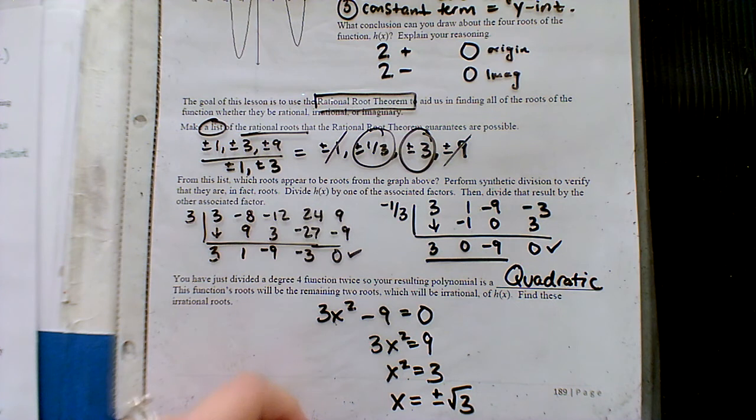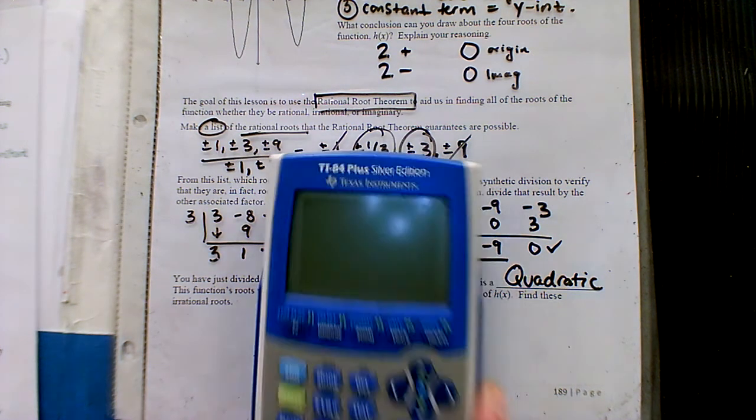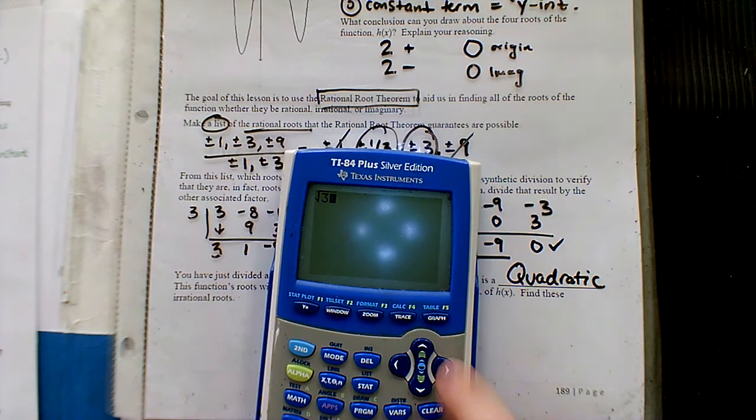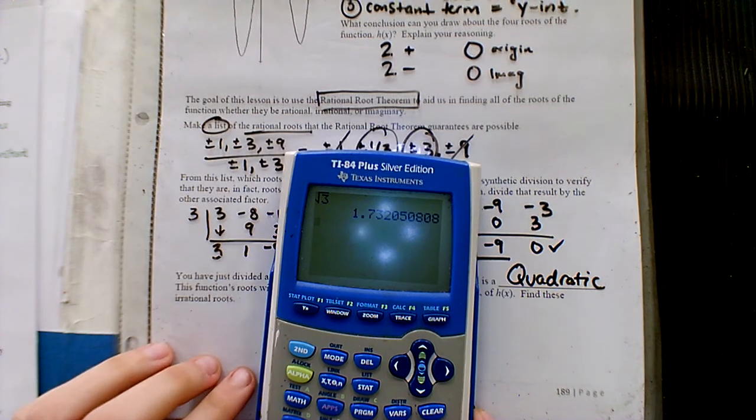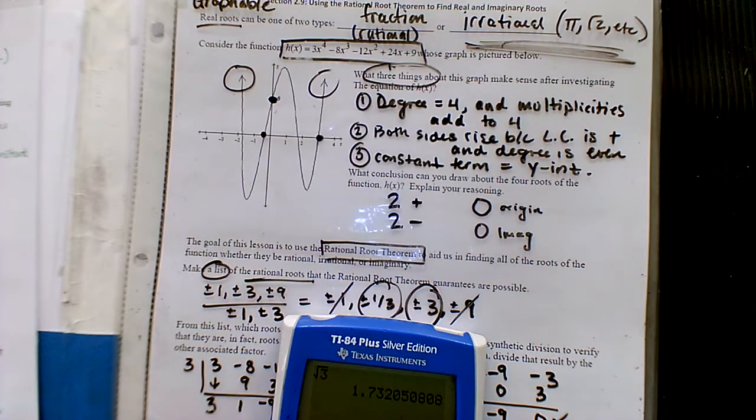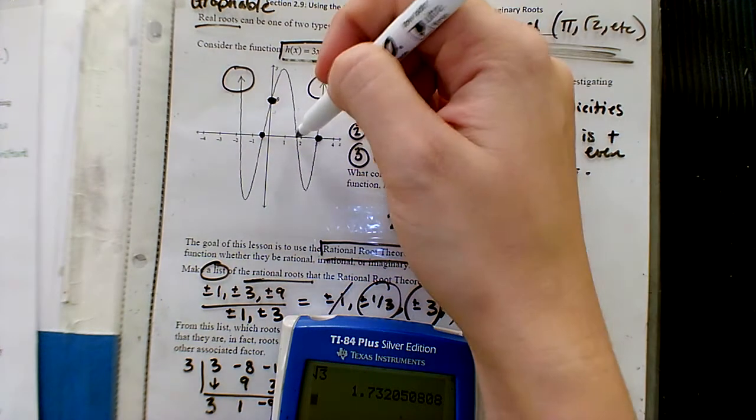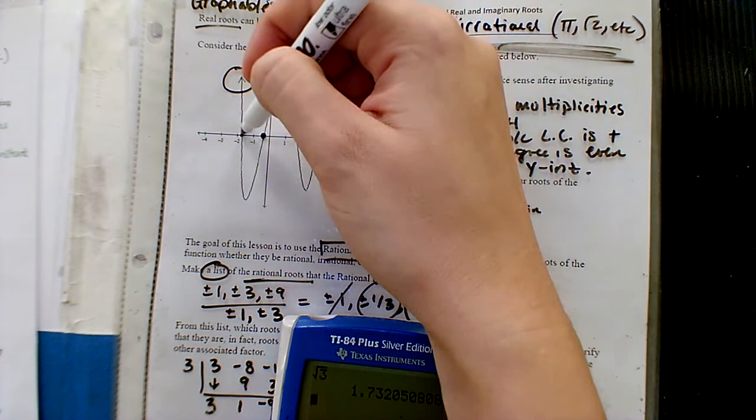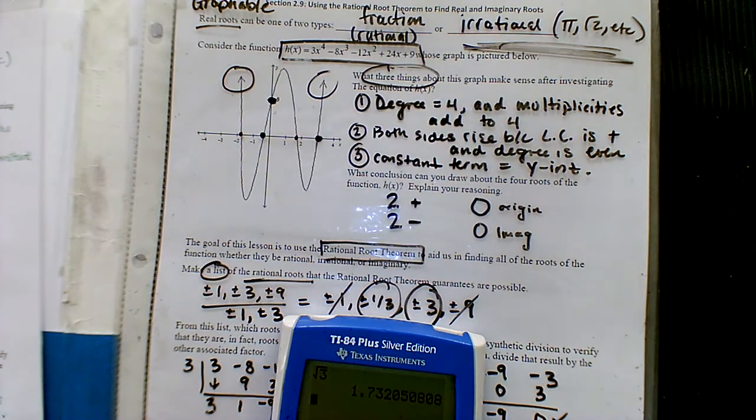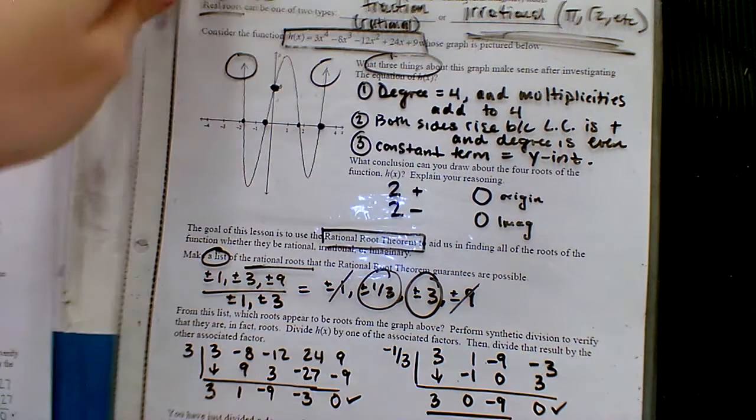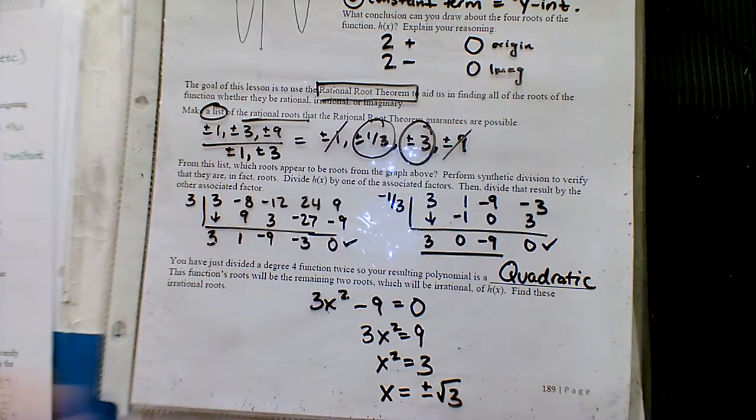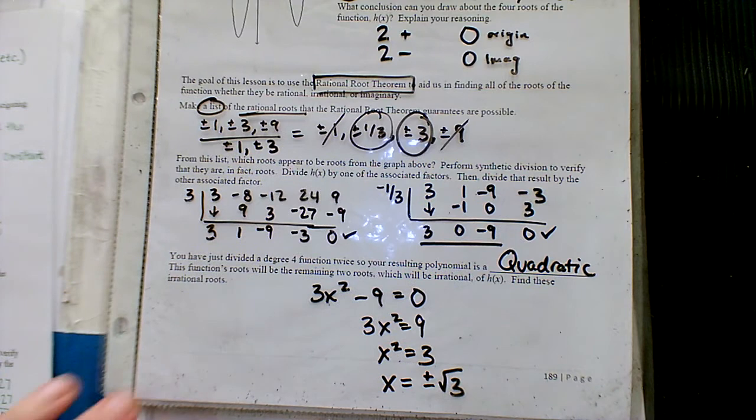Square root of 3 is irrational. Okay, you cannot write it as a fraction. And check this out. If you were to type in square root of 3 on your calculator, you get 1.732. Does that kind of look like where the other 2 x-intercepts are located? Positive, negative, right? Okay, so what we're going to do is exactly what we did yesterday, but we're going to take it a step further.